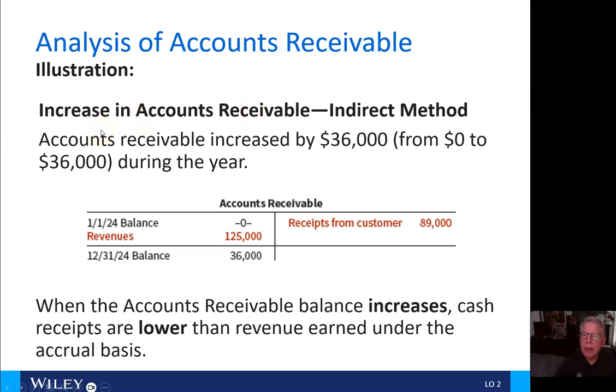Here is an analysis of accounts receivable, and an increase in accounts receivable under the indirect method. Accounts receivable increased by $36,000, from 0 to $36,000, during the year. You can see that easily from these balances. When the accounts receivable balance increases, cash receipts are lower than revenue earned under the accrual basis, because we've debited accounts receivable and credited revenue, but that did not result in cash received.